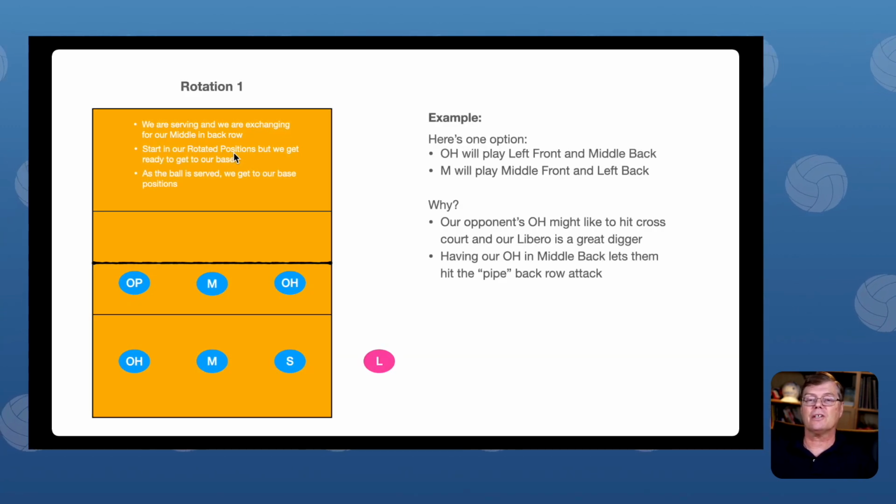So let's take an example. In this case, we're going to have our outside hitter play left front and middle back like I just described. The middle will play middle front and left back. And why would we do that? Let's say our opponents typically hit cross court really well. We have this specialized player called libero, which we're not going to spend much time on right now, but they're a defensive player who can play back row, and very often they play back row for the middle hitter for a bunch of reasons.